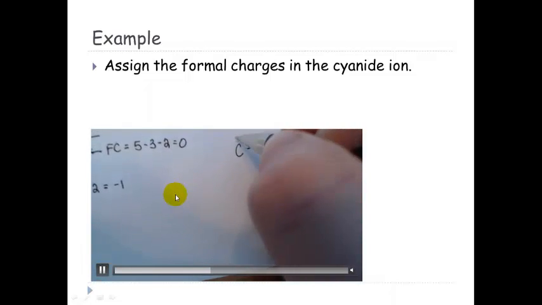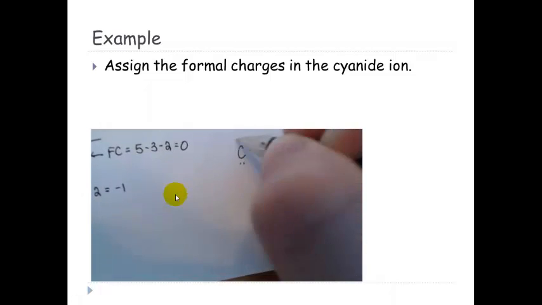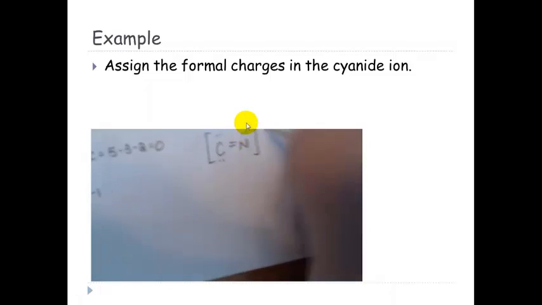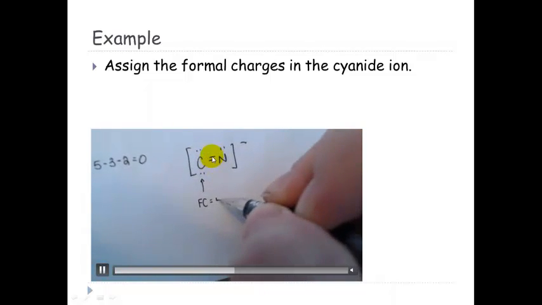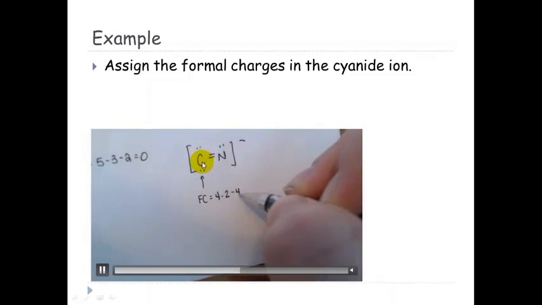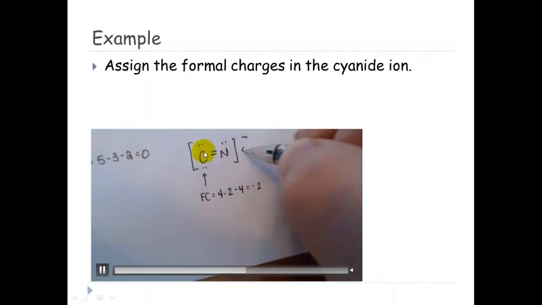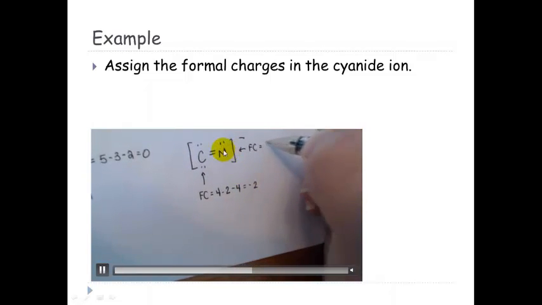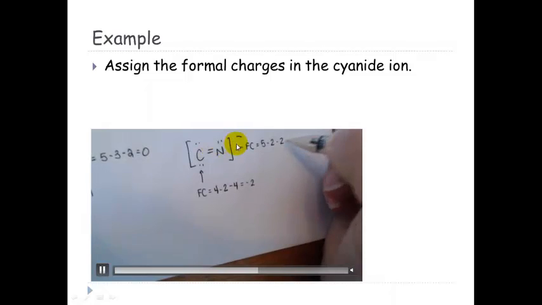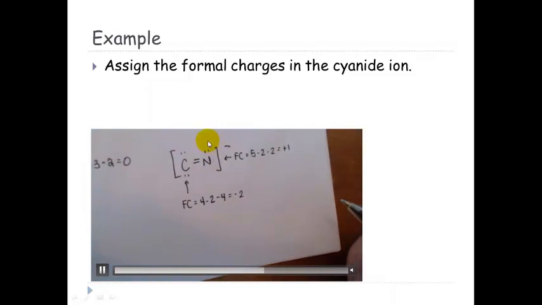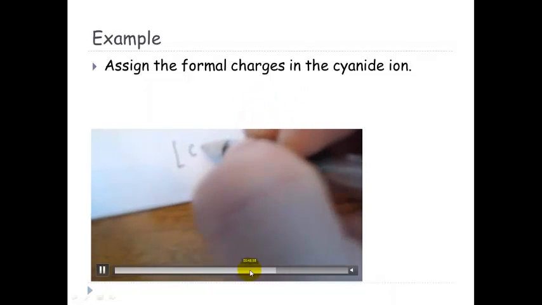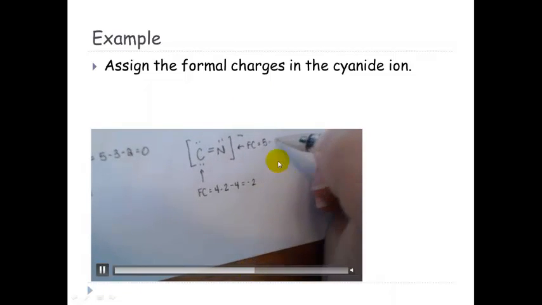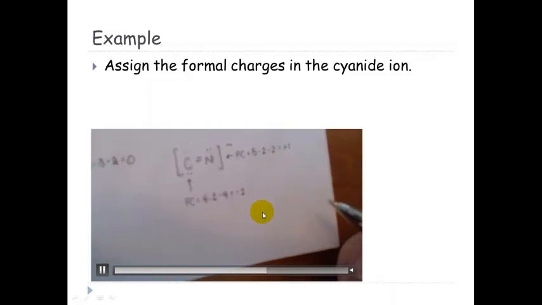Now, if you had drawn your Lewis structure differently, incorrectly, for example, 2, 4, 6, 8, 10 electrons without a triple bond, your formal charge would have been 4 valence minus 2 in the bond minus 4 non-bonding is -2, and the formal charge of nitrogen is 5 valence minus 2 in the bond minus 2 unpaired is +1. You can see that even though they both add up to a -1 total formal charge, they are not the lowest possible numbers.